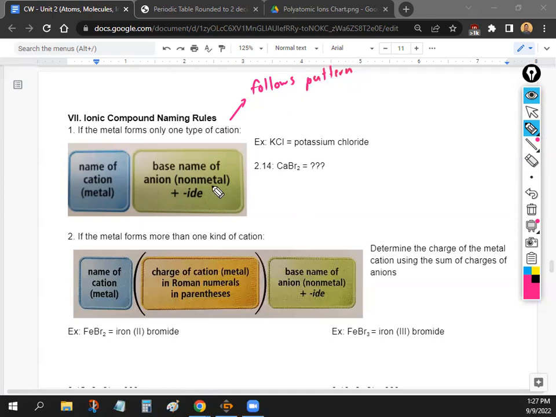Then what we do is we write the name of the cation, just write what's on the periodic table. And then we write the anion, but we change the ending to IDE. Okay, so good example right here is KCl. K is potassium. Potassium follows the rule that we talked about, right? It's just +1. So we just write the name potassium. And then the anion is chlorine. So we just change the name at the very end to IDE. So it becomes potassium chloride. Okay. So pretty simple. Just change the ending to IDE.